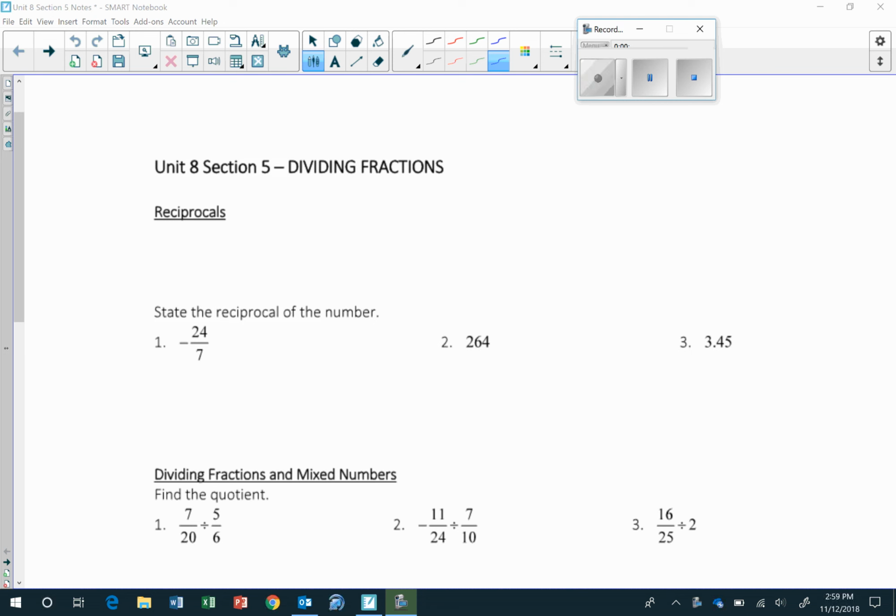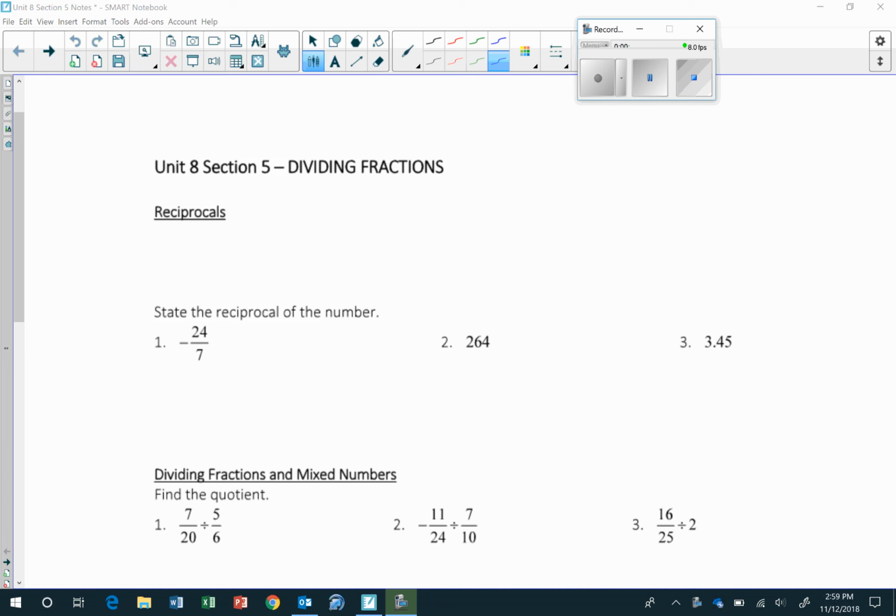In Unit 8, Section 5, we were finishing up Unit 8 by looking at dividing fractions. Again, just like the other sections, we'll look at some review problems, and then we'll look at variable expressions, which will kind of be the new wrinkle that we add.